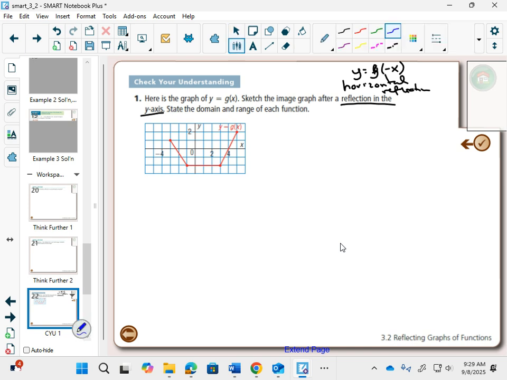So now I can take each point. This one's 3 away from my y-axis, so it's going to be 3 away on that side. 1 away on that side. This one's 3 away. And this one's 1, 2, 3, 4, 5. 1, 2, 3, 4, 5. Plot or connect the dots. There's my graph.